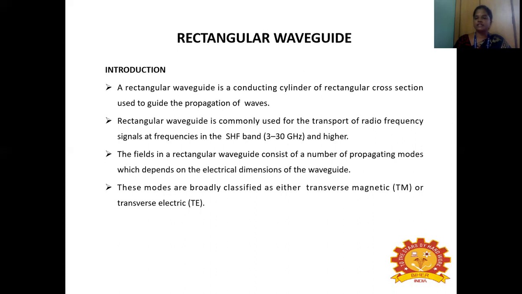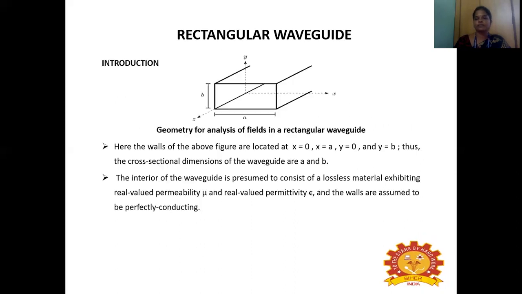So the fields in the rectangular waveguide consist of a number of propagating modes. These propagating modes depend on the electrical dimensions of the waveguide. These modes are broadly classified as either transverse magnetic or transverse electric modes. So this is the geometry of field analysis in a rectangular waveguide.